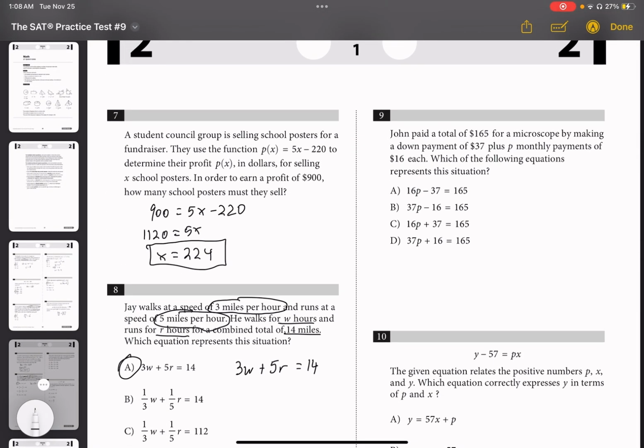Question 9. John paid a total of $165 for a microscope by making a down payment of $37 plus P monthly payments of $16 each. Which of the following equations represents this situation? Okay, so we have 16P for our monthly payments plus a down payment of 37, sorry, and then also a total of 165 in payments. So this is going to be equivalent to answer choice C.